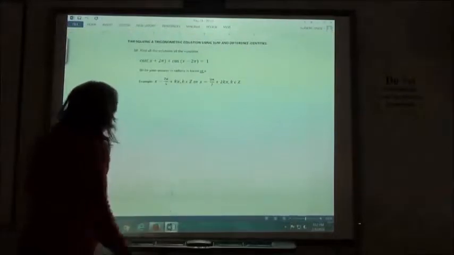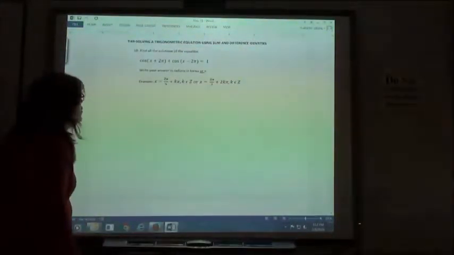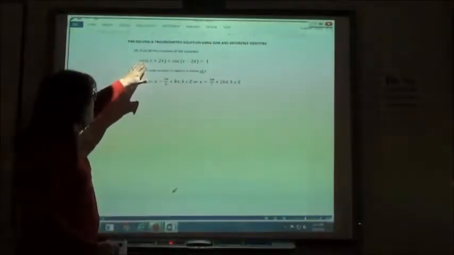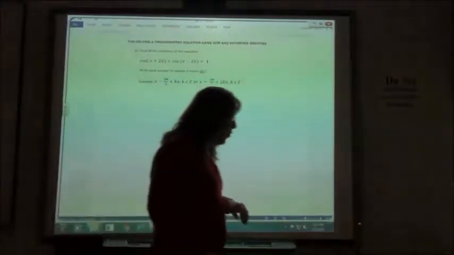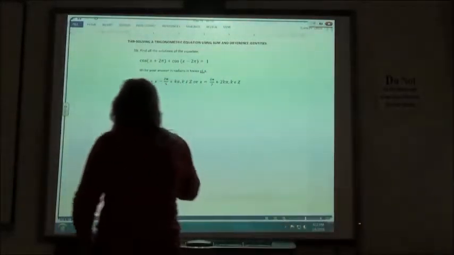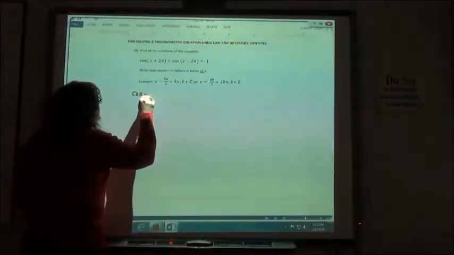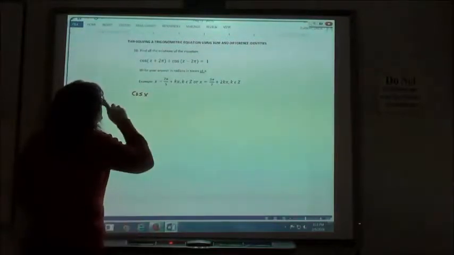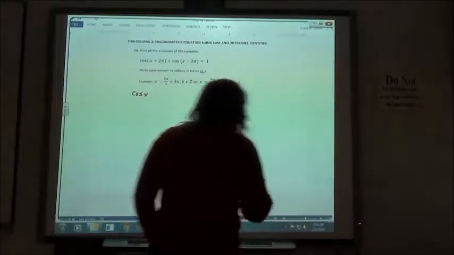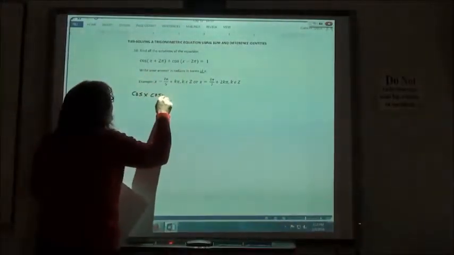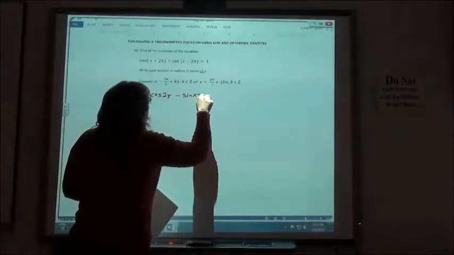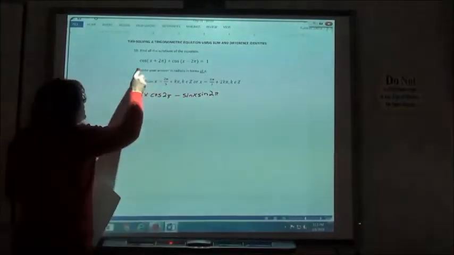So, first of all, we have cosine of x plus 2 pi plus cosine of x minus 2 pi equals 1. So for cosine of a plus b, we're going to take the cosine of a, cosine of b, minus sine of a, sine of b. So cosine of x, cosine of 2 pi, minus sine of x, sine of 2 pi. So that's just for this part right here.